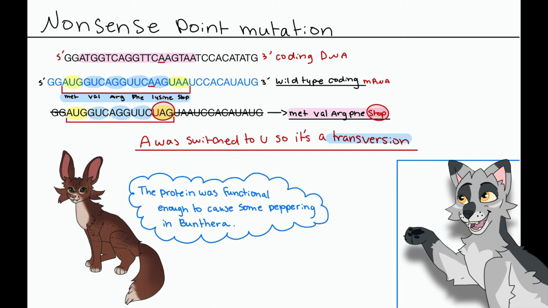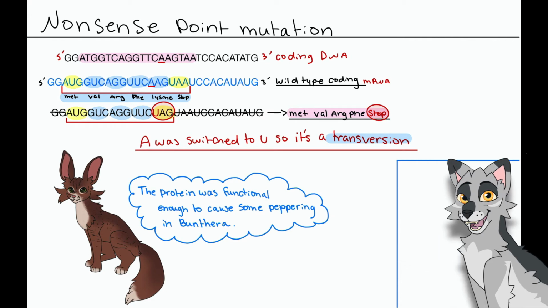Our second mutation is called a nonsense mutation. This is when a regular codon is switched to a stop codon, cutting the chain short. In this example, an A is swapped for a U, making this a transversion because they are not the same classification. In this case of our Buntheras, the protein still somewhat works, but not as well as the wild type or missense. This results in peppered patterns and some loss of pigment.